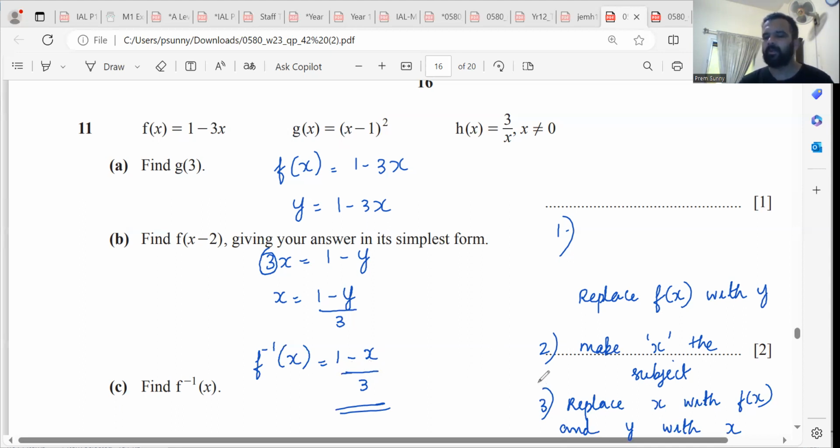So these three steps you need to know if you are doing an inverse question. First, we wrote f of x is equal to 1 minus 3x. Replace f of x with y. So it became y is equal to 1 minus 3x. Make x the subject. When I made x the subject, I got 1 minus y over 3. Finally, the last step, wherever we have x, replace it with f inverse of x, and wherever we have y, replace it with x. That's it, simple as that. Moving on to the next one here.